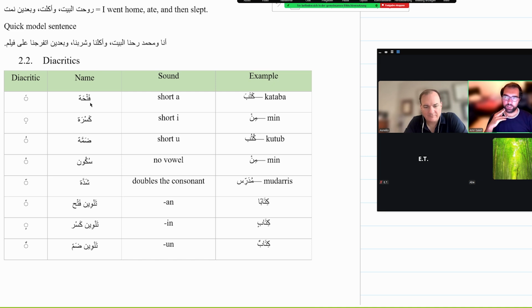So the first one is Fatha, which means a short A. So, for example, Kataba. Fatha means to open, so that's where it comes from.